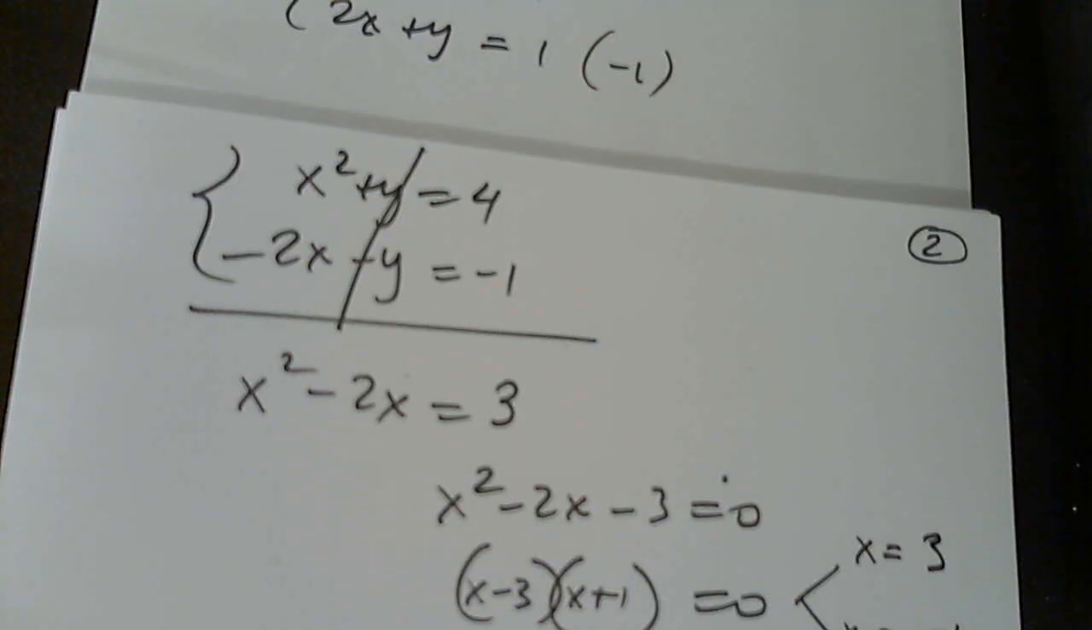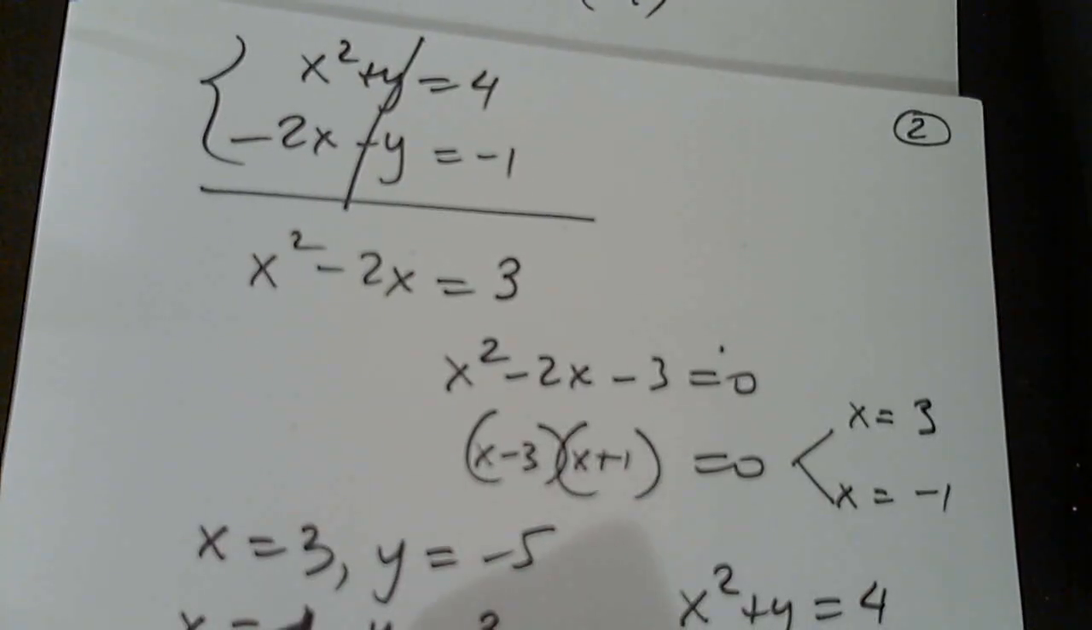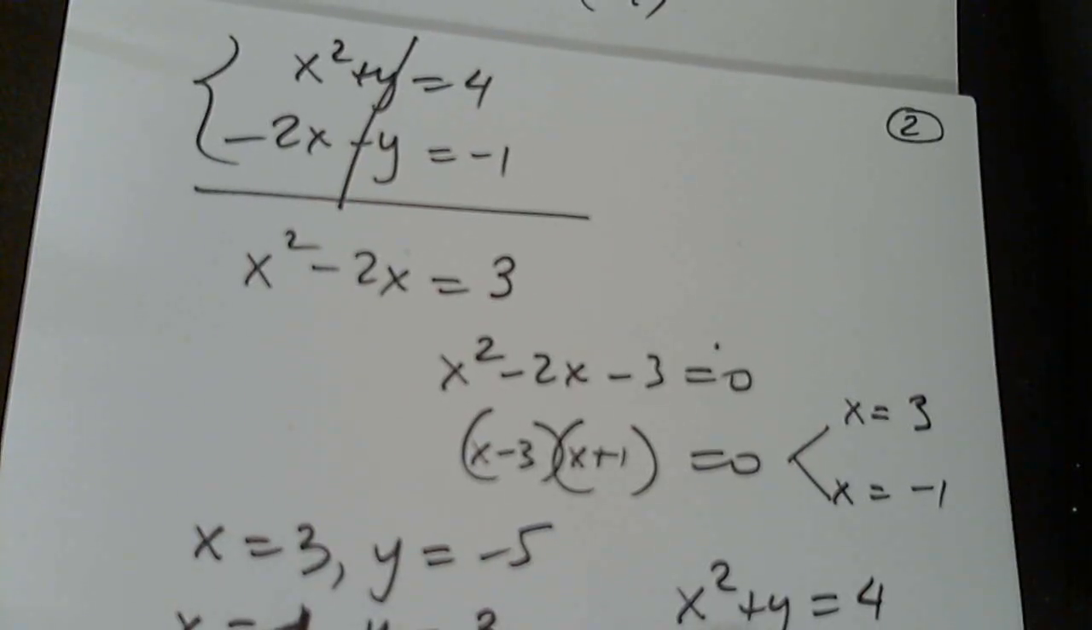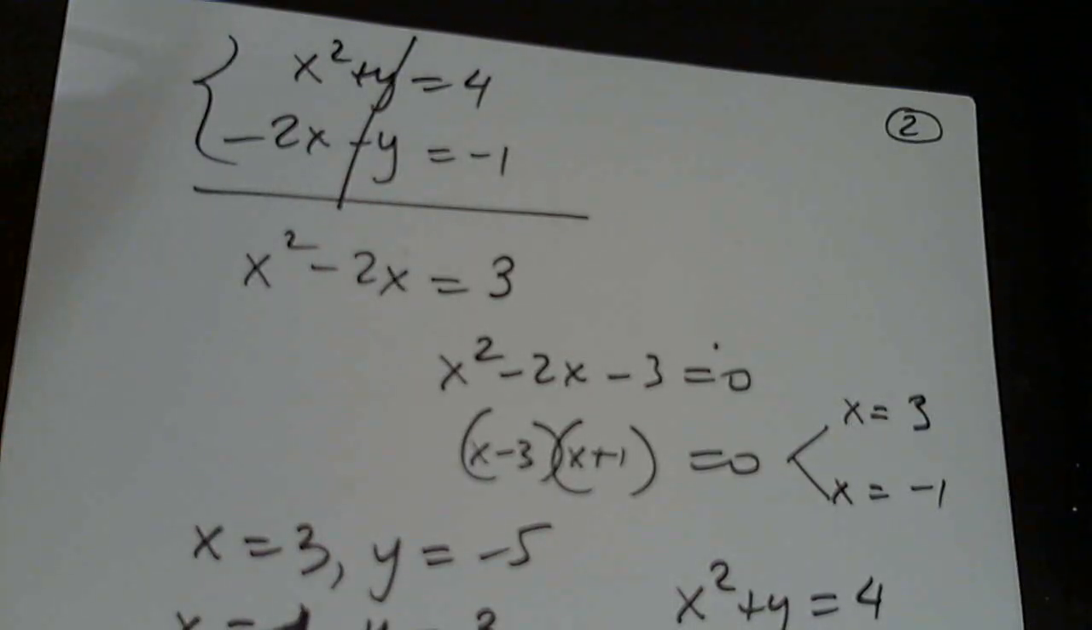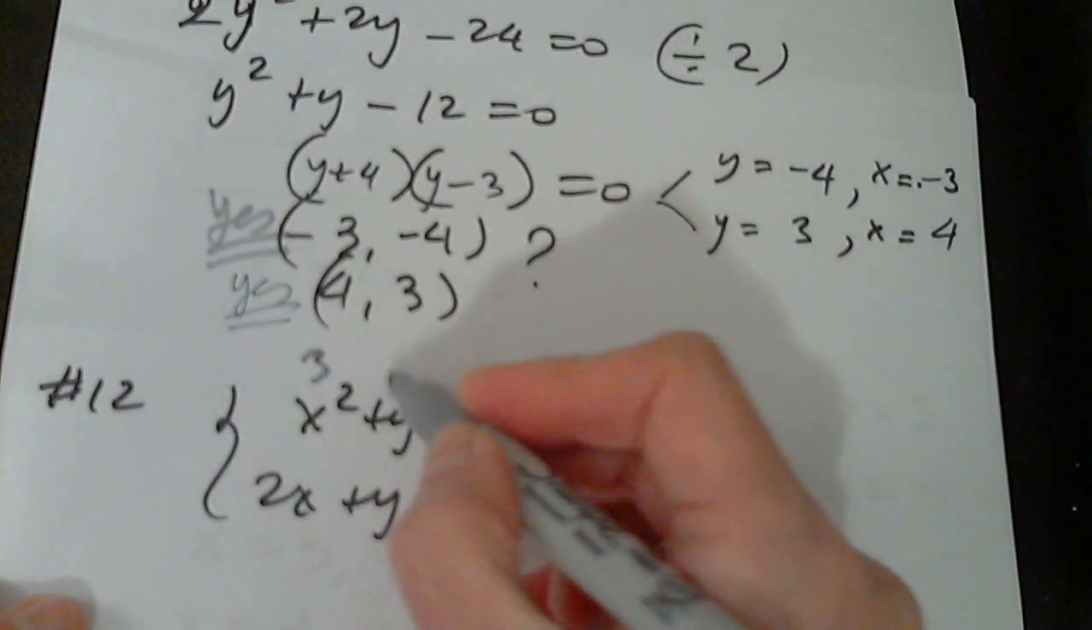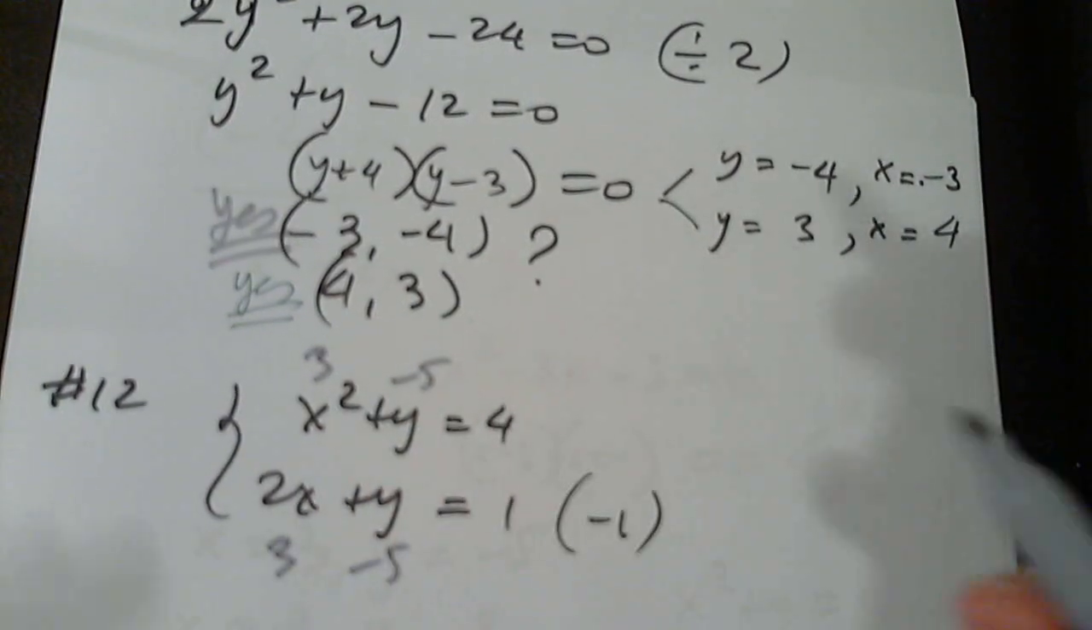Now, with x equals 1, 1 plus what is 4? Well, it must be 3. So we claim 3, negative 5, and we claim negative 1, 3. Is it true? I have no clue. However, I don't need anyone to tell me yay or nay. No one. So I have 3 and negative 5.